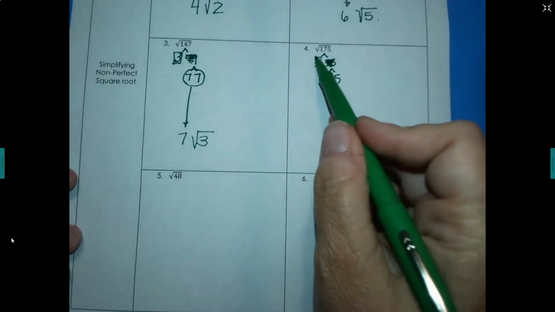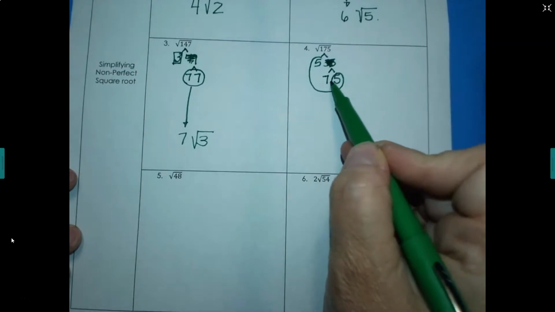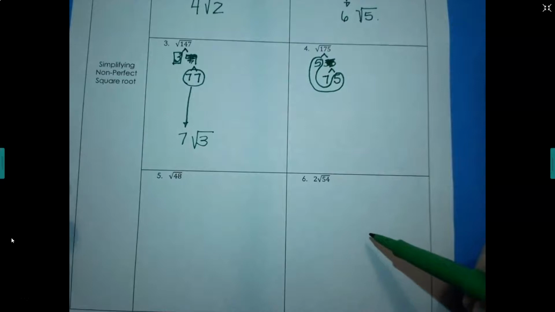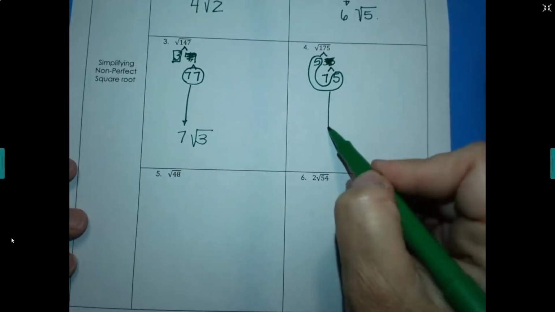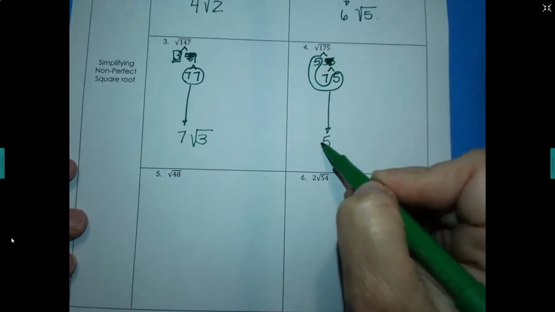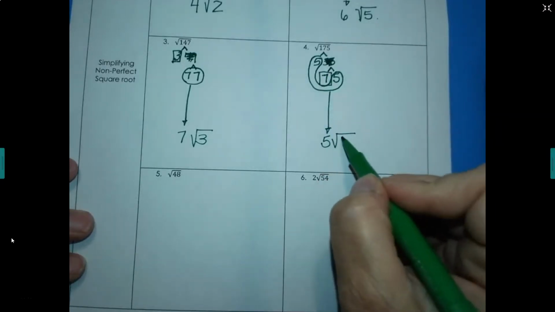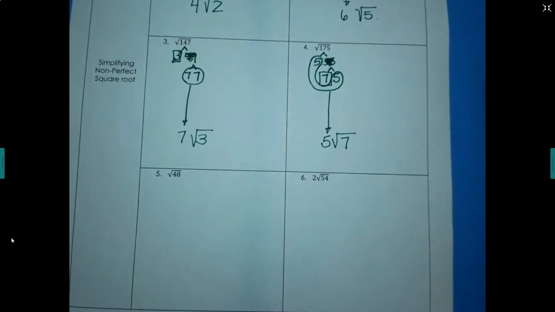So when I look for pairs, I see there's a 5 and a 5. It doesn't matter that the pair is not side by side. We're looking for 2 of the same numbers. That means a 5 is going to come to the outside. And this 7 right here is unpaired, so it remains under the radical.